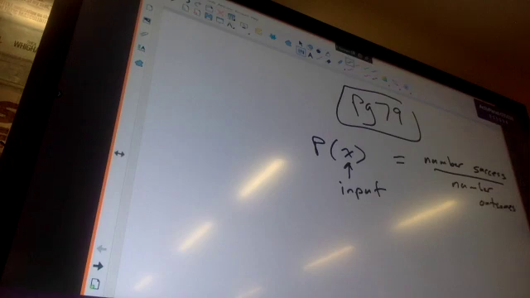So example 1 says probability of flipping a coin and obtaining a heads. If you flip the coin only once, it's either going to land heads or tails.